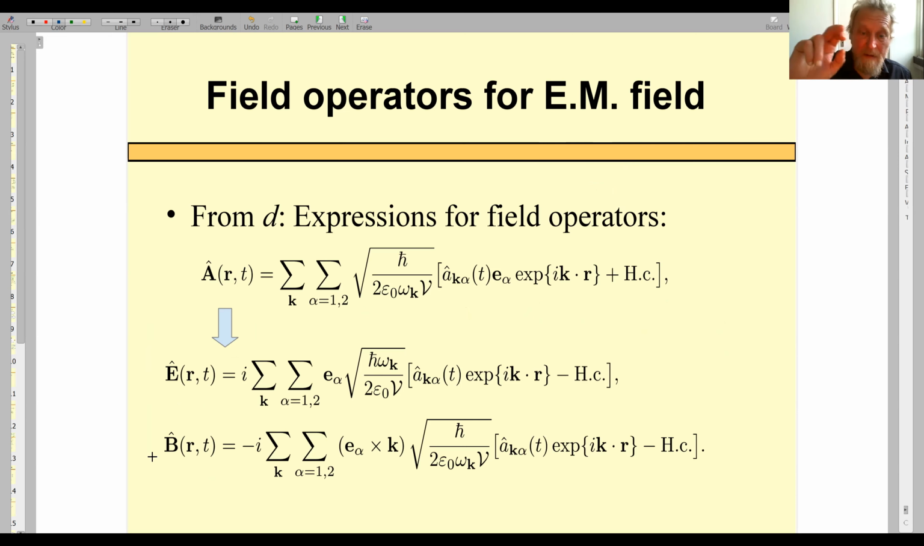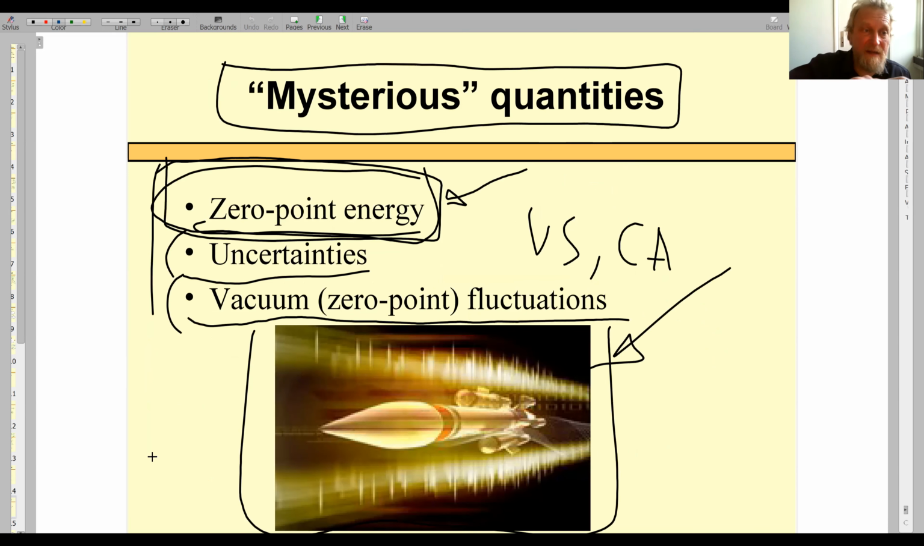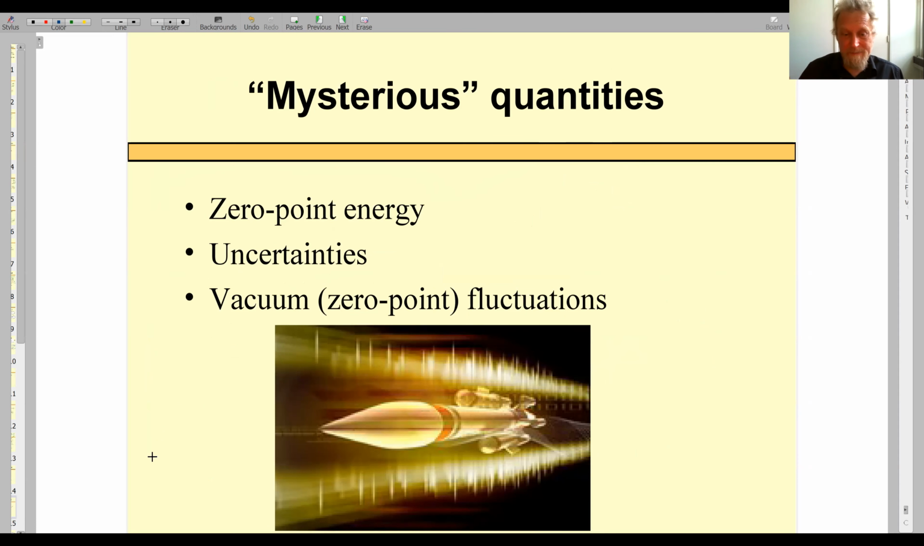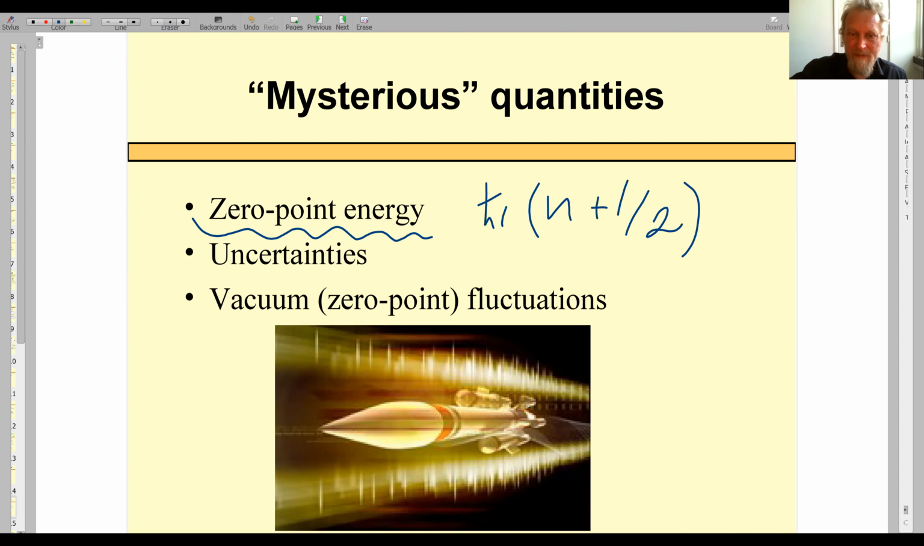Very good. That was about field operators. Now we have everything for applications, and let me talk about the mysterious quantities. I will talk about zero-point energy. Each oscillator has 1/2 of the quantum in its ground state. There is some energy in the ground state of the oscillator, which is called zero-point energy.